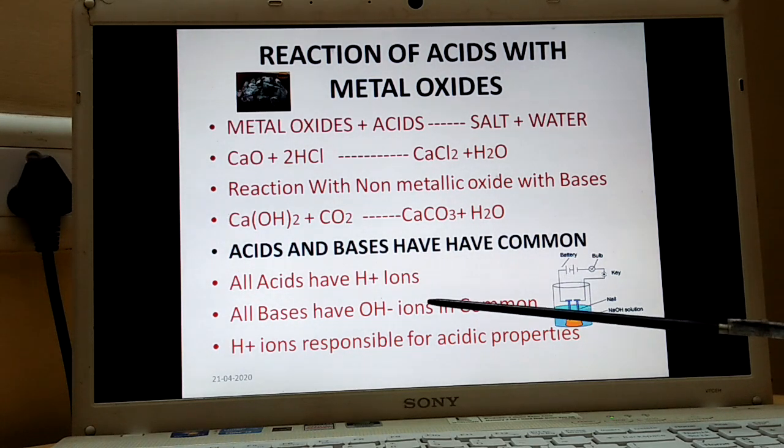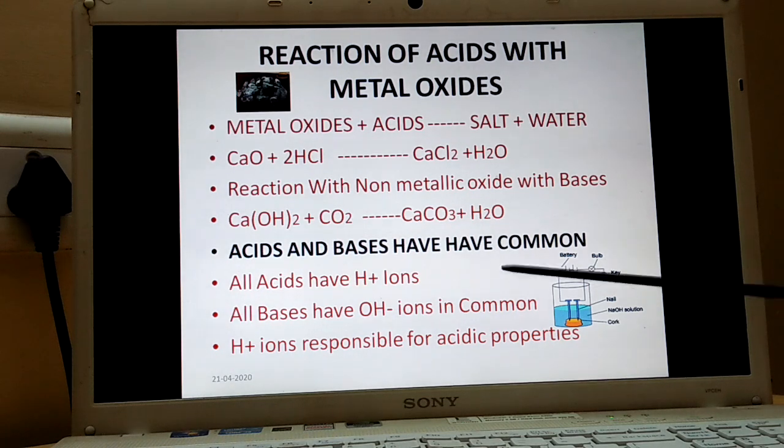These ions are responsible for glowing of the bulb. Instead, if you are taking glucose, or we can take alcohol also, will the bulb glow in that case? No, because they will not be dissociating into their ions. They will remain in the form of their molecules.